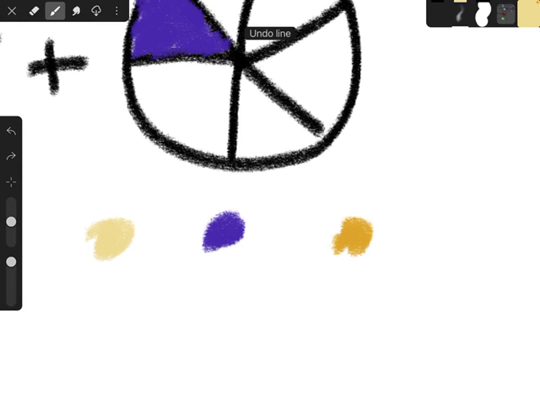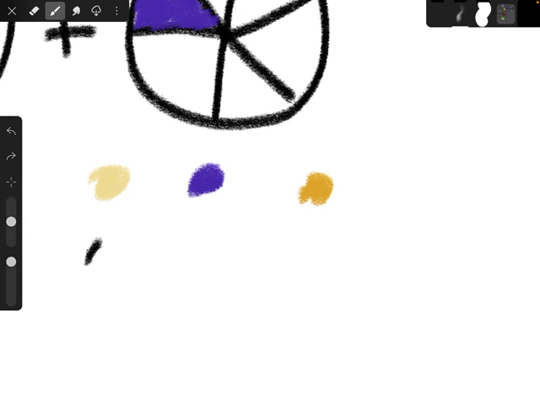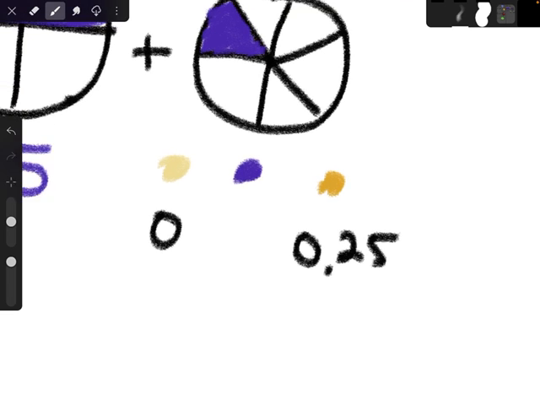So if we can guess what number it's going to be, what number would it be? It's bigger than 0, smaller than 0.25. What's the number between 0.25 and 0?